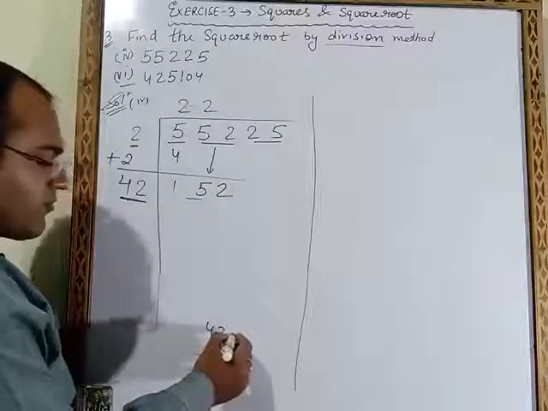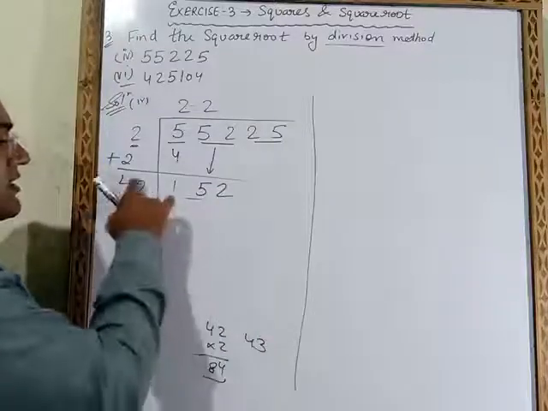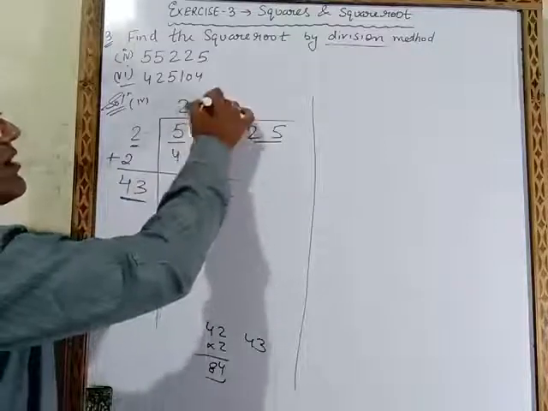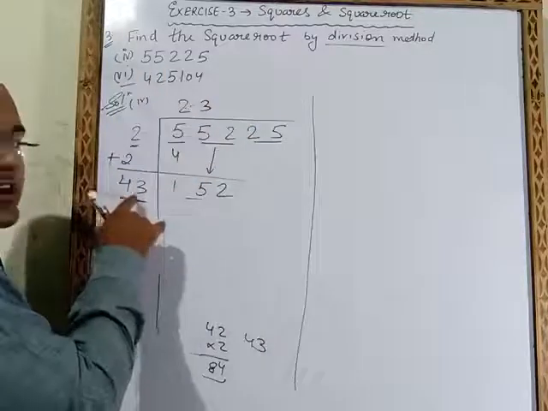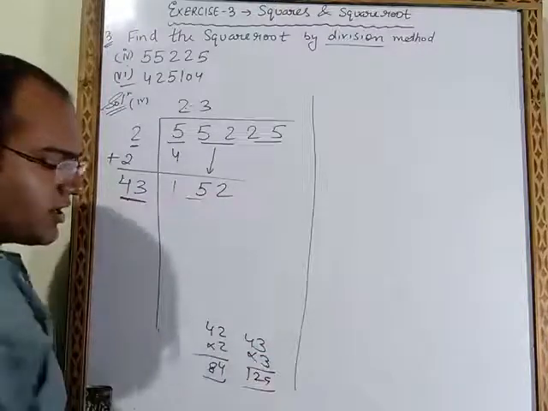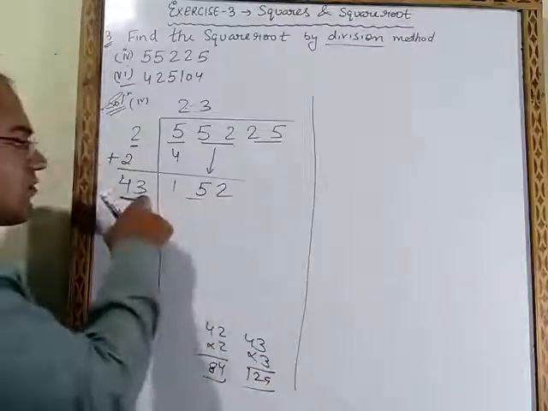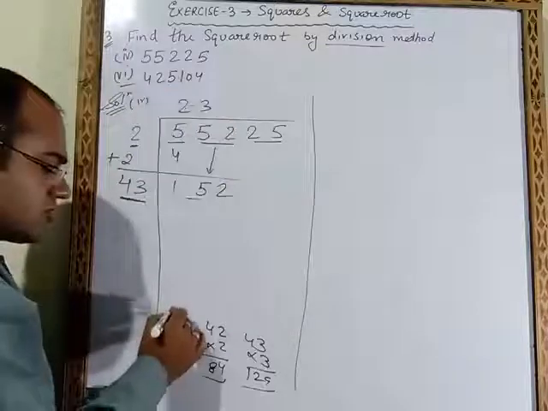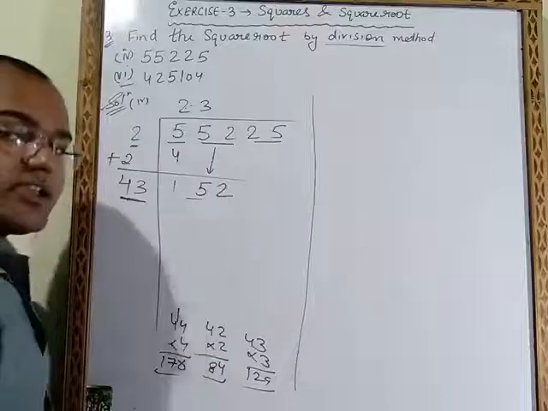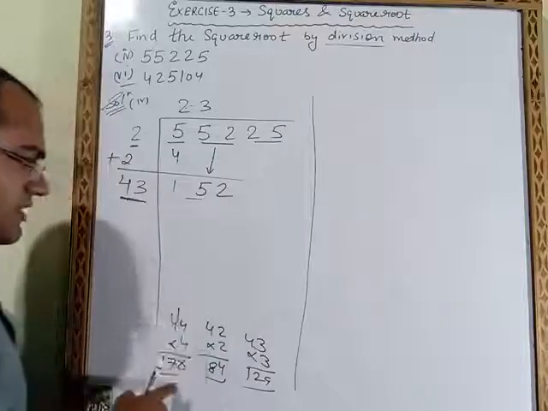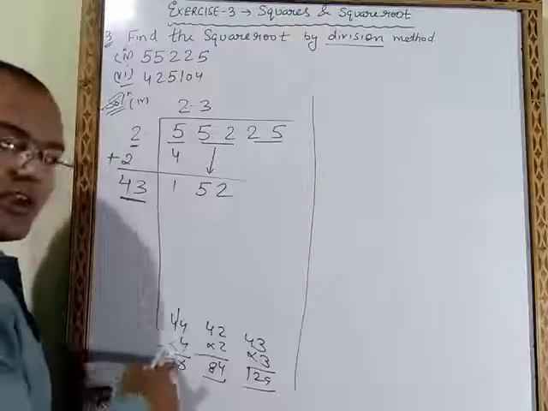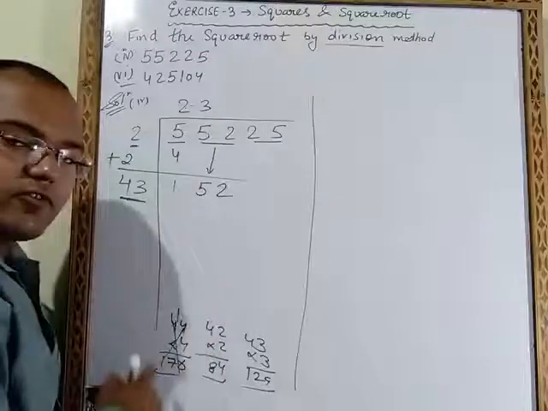Let me check for 43 also. If I take here 3, then here also I have to take 3. So this will become 43. 43 3 ja 129. If we take here 4, then there also we have to take 4. So this will become 44. 44 4 ja 176. But here it is 152. So 176 is greater than 152. So we will not take 44.